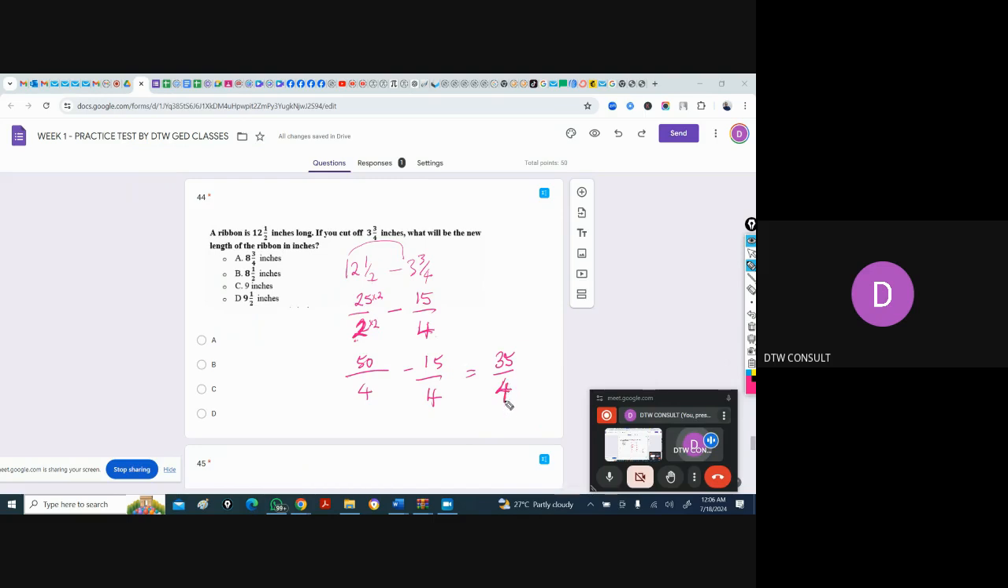So you have to still convert this. This is an improper fraction. Do you know how to convert to a proper fraction? So you find how many fours can we get in 35? How many fours can we get in 35? 8. Good. So that would be 8 as the whole number. What will be left? So that would be 32, right?